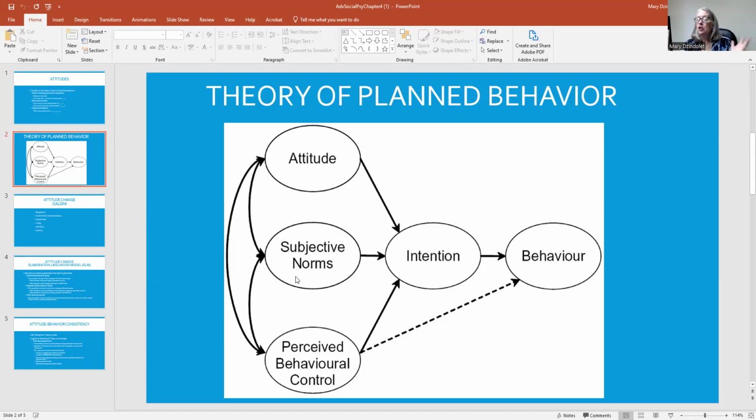If they all think using condoms is super important, then you're more likely to have the attitude that using condoms is important, and you're more likely to have the intention to use a condom. Does that kind of make sense? One of the best examples I have of the subjective norm is my attitude of eating.